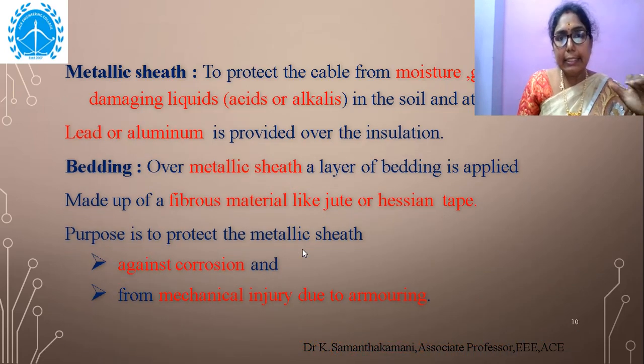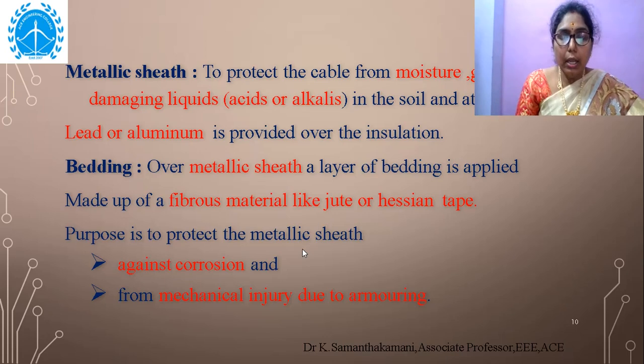Next, what is a metallic sheath? The metallic sheath is placed over the insulation to protect the cable from moisture, gases, liquids, acids or alkalis. Generally this cable is buried in soil or placed in the atmosphere, so there is a chance of exposure to these liquids or gases. The generally used metallic sheath is lead or aluminum, provided over the insulation. In general, lead sheathing will be done.